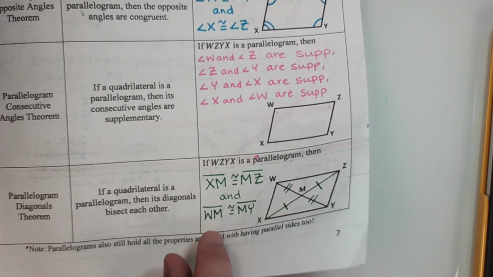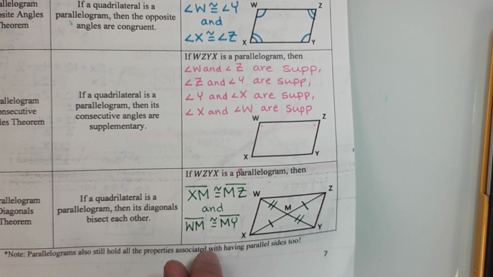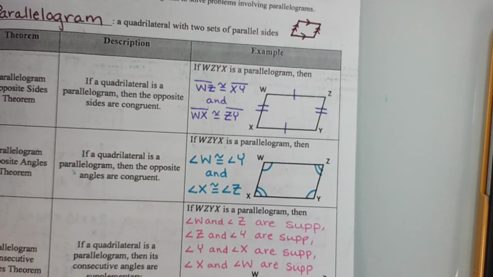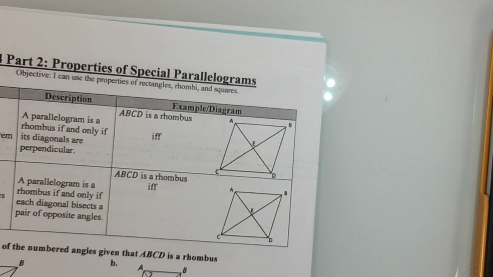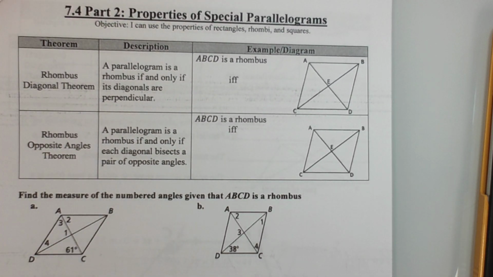Today we're working with rhombi and squares. Since rhombi and squares are also parallelograms, they also are going to use these theorems. But they do have some of their own. Specifically, there's two related to rhombi. First is the rhombus diagonal theorem that says a parallelogram is a rhombus if and only if its diagonals are perpendicular.